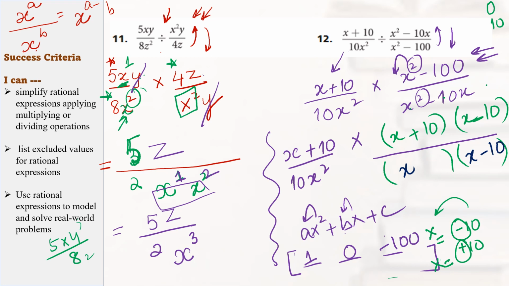Now, once you are done with this whole thing, you just have to cancel the same expression. So x minus 10 cancels. And here x plus 10 and on the top also x plus 10, you cannot cancel. The reason is that they both are in the numerator. So what you have to do, you have to write x plus 10 whole square.